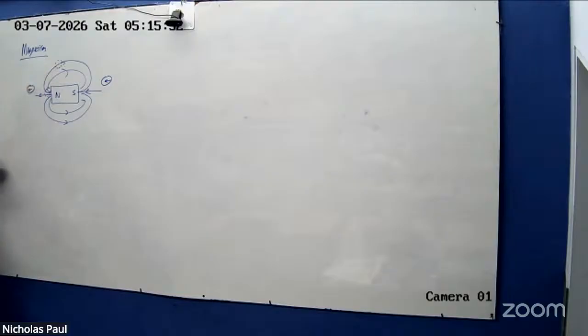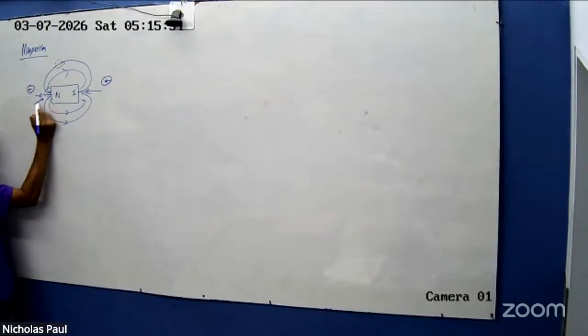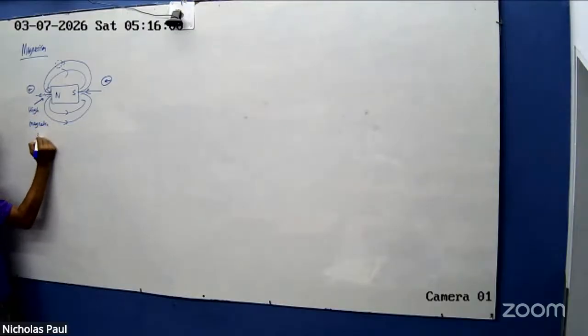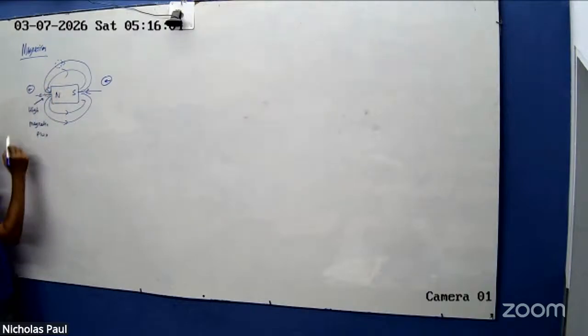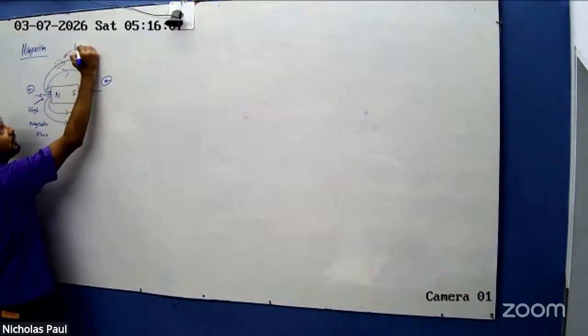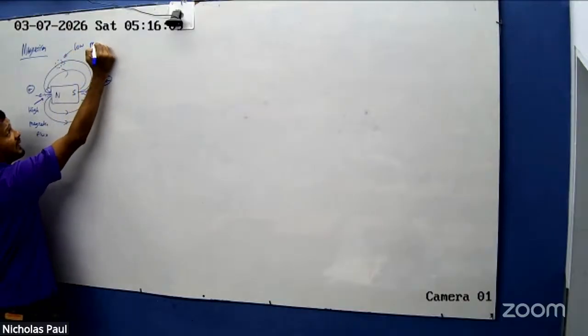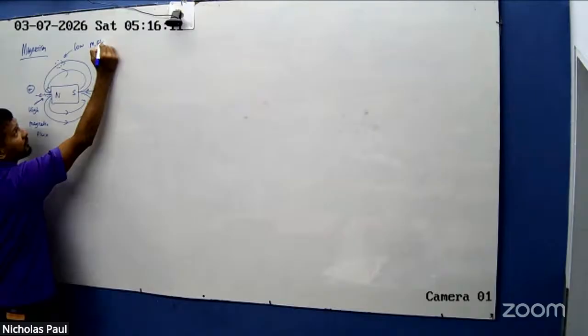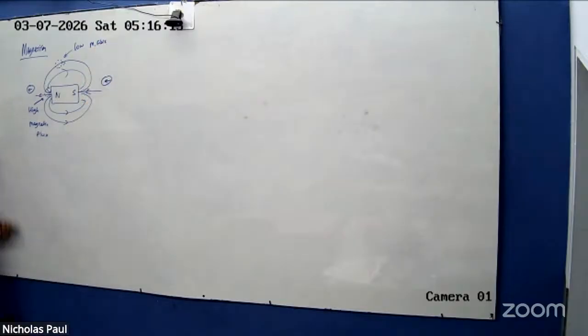So here, we have something called high magnetic flux. That's the amount of field lines per unit area. Here we have low magnetic flux. There we have low magnetic flux.